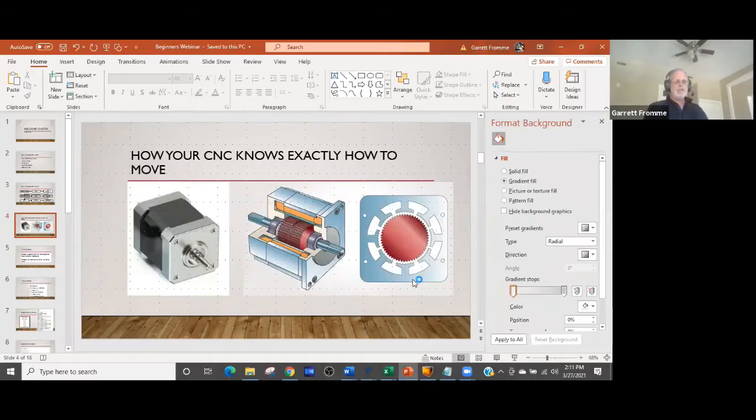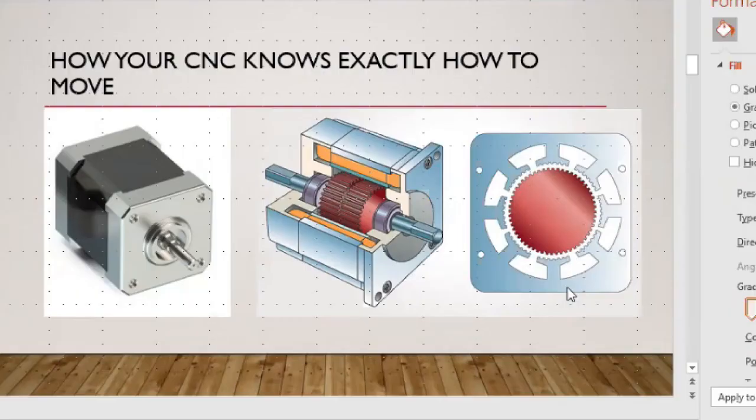Okay. I thought this would just be an interesting thing for you to understand: how does your CNC machine know how to move from one specific point to another specific point? So CNC is driven by stepper motors. And a stepper motor has what's called a stator that's on the outside of the motor, and inside is the armature.